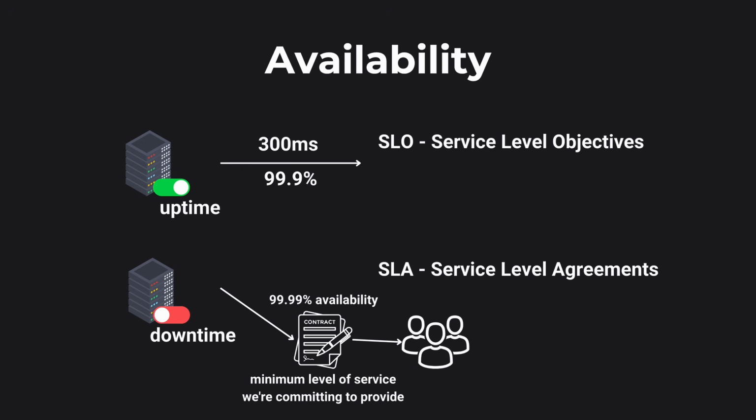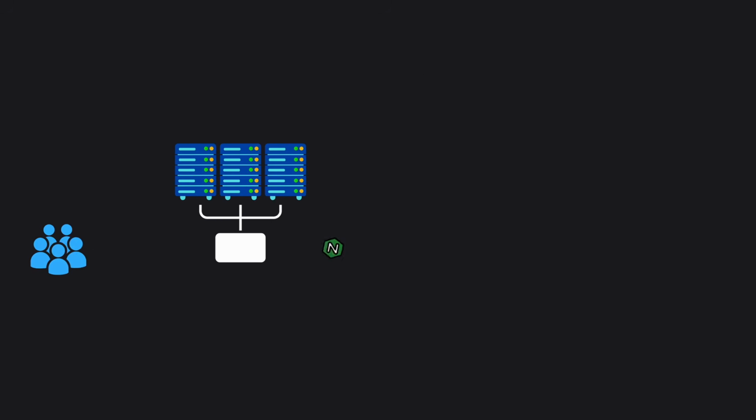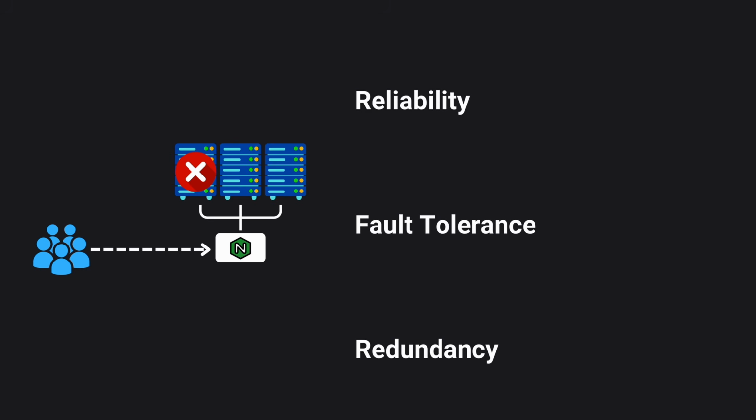Building resilience into our system means expecting the unexpected. This could mean implementing redundant systems, ensuring there is always a backup ready to take over in case of failure. Or it could mean designing our system to degrade gracefully, so even if certain features are unavailable, the core functionality remains intact. To measure this aspect, we use reliability, fault tolerance, and redundancy.